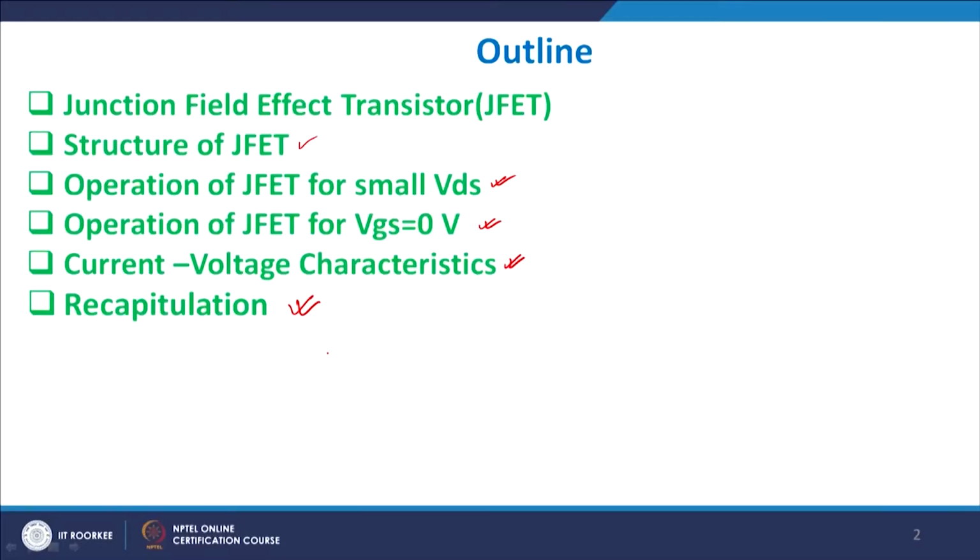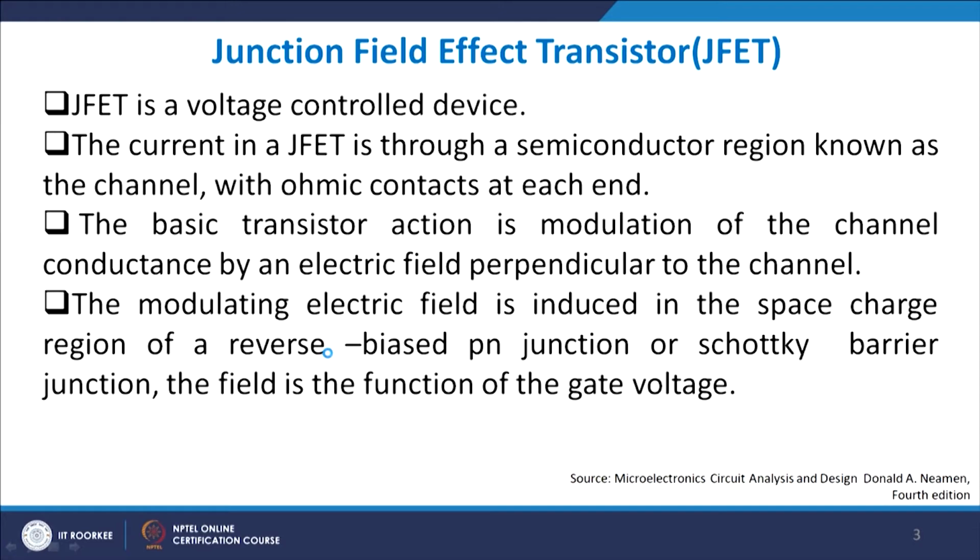The outline will be looking at the JFET, or junction field effect transistor. We will be looking at its structure, how it looks, then how it operates when you apply a small drain to source voltage, and when you apply VGS equal to 0. We look at the IV characteristics and then recapitulate our ideas about JFET, right. So this is what we will be doing here. Again, like a MOS device, this is also a voltage controlled device, which means that this is basically a voltage controlled current source. So you will be applying a voltage and the current will be changing on the output side.